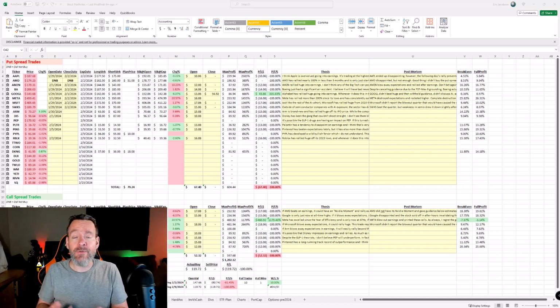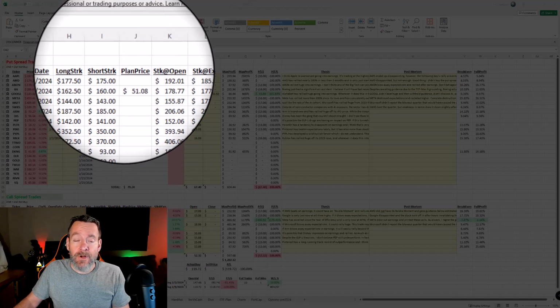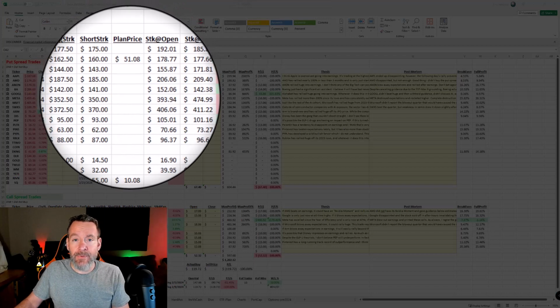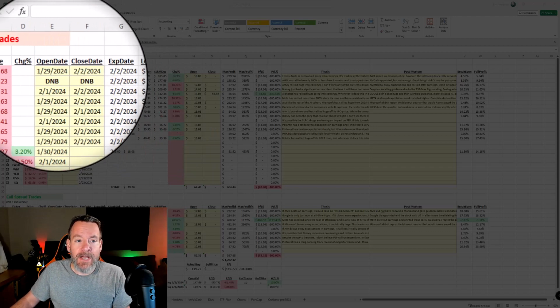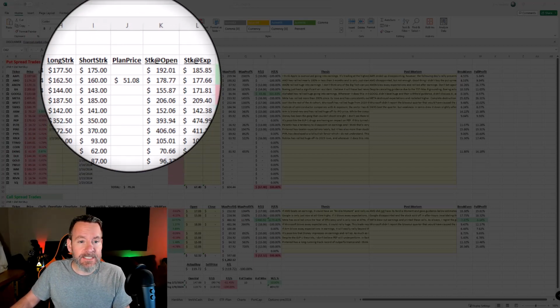As I was going through the trades, I realized there was a lot more information that I wanted to have at my fingertips that would be automatically calculated. In addition to what we had before, I've added a section here for the plan price. What this means is when I do my research, that's what the option cost at that time. That way I can do some calculations and then figure out what it's going to be when I actually buy it. I didn't buy this one, so I left the plan price in place.